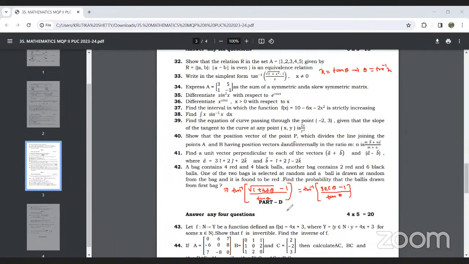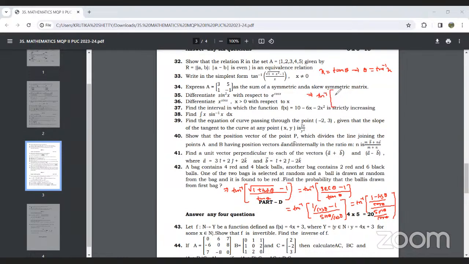On further simplifying, we get tan inverse as it is. Sec theta can be written as 1 upon cos theta, minus 1, and divided by tan theta, which I can write as sin theta upon cos theta. Again simplifying, LCM will be cos theta. So 1 minus cos theta upon cos theta divided by sin theta upon cos theta. The cos theta in the denominator will cancel.